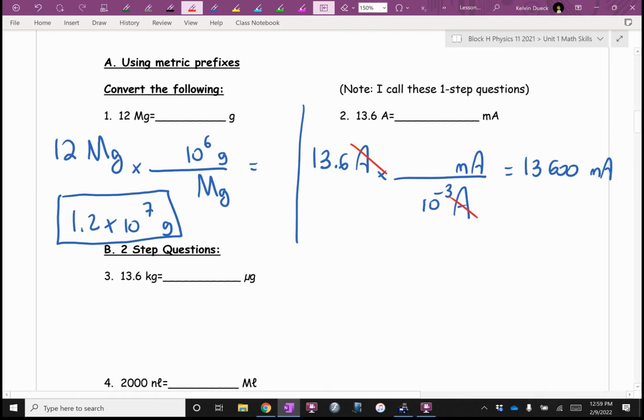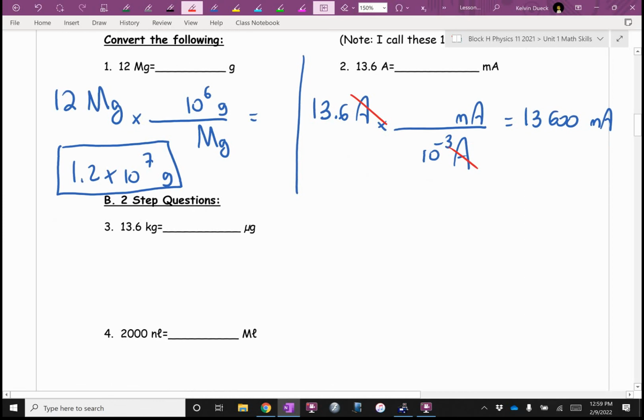I call these one-step questions because you can get to the answer in, wait for it, one step. I call these two-step questions because I'm starting with kilo and I'm ending up with, ooh, what's that funky symbol? That was the Greek letter mu, micro. So here's my strategy. I'm going to start with kilo. I'm going to get rid of it. Then I'm going to bring in micro. That's why it's two steps.